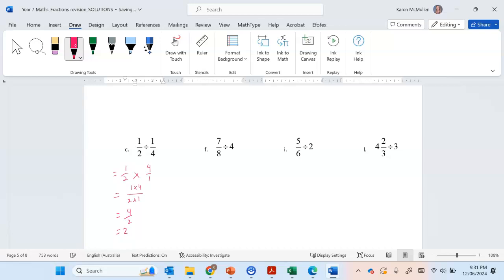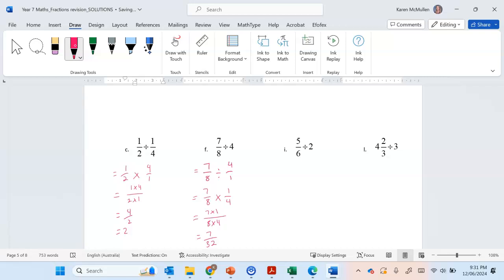Now, if I had a whole number like I do in F, 4 is the same as 4 over 1. So remember, any whole number can be written as a fraction. It's an improper fraction. So 7 over 8, keep, change your division to a multiply, and then we're going to flip that 4 over 1 to become 1 over 4. Now, changing my numerators is not going to make any difference, so let's just multiply them. So we've got 7 over 32.